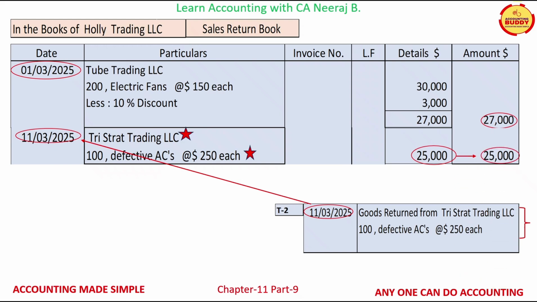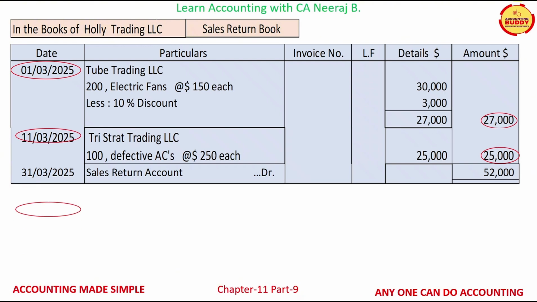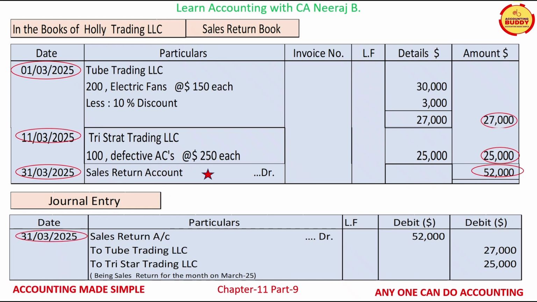the amount column. At the end of the month, that is 31st March 25, all the sales return transactions are totaled and are posted to the debit of sales return account for $52,000. Now let us see how the journal entry for the sales return is passed. The entry is passed on 31st March 25 by debiting the sales return account for $52,000 being the total value of all the sales return transactions for the month of March 25.